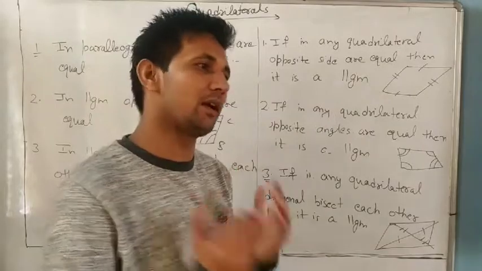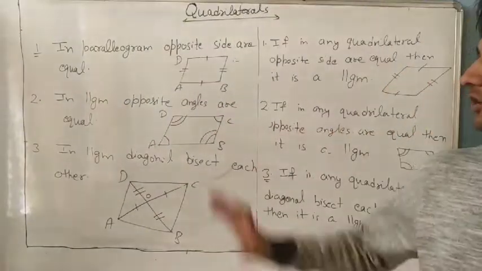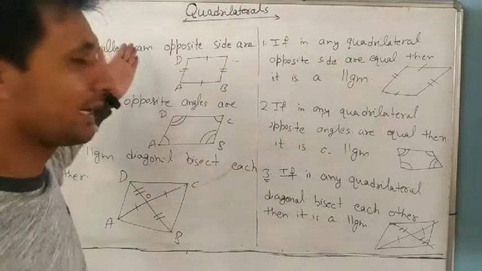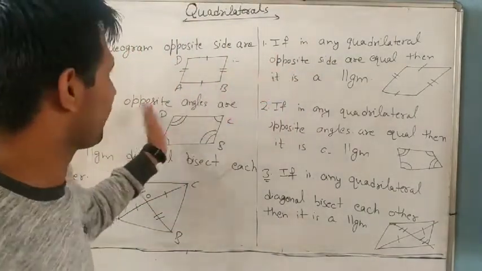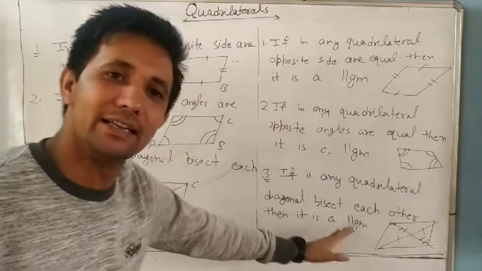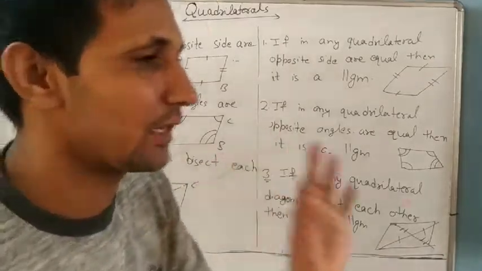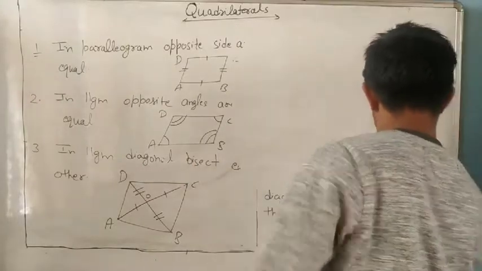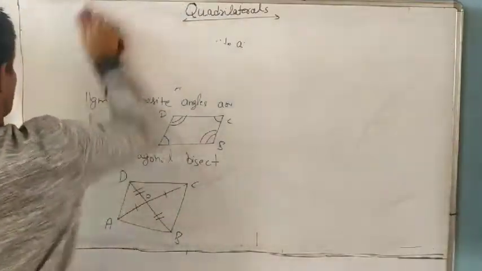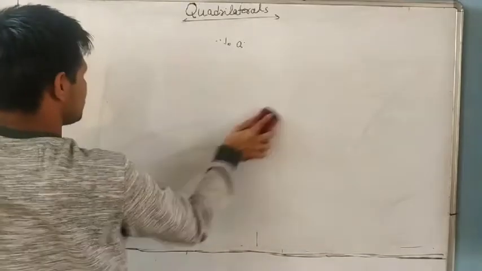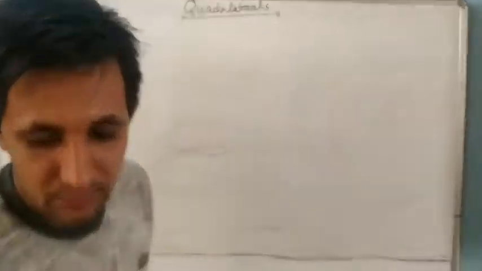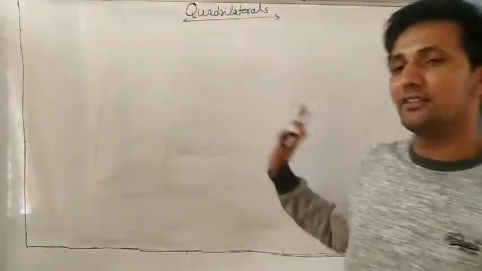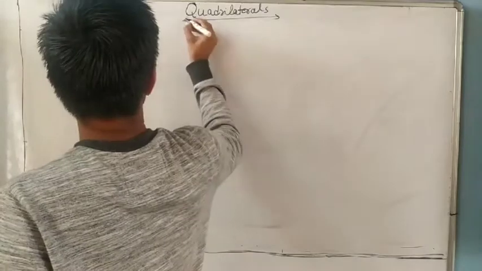So now we will start our exercise. Understand? These are some main properties of parallelogram. We already discussed these: theorem number 8.2, 8.3, 8.4, 8.5, 8.6, 8.7. Okay. So now question number 2. We already spent more time on these basics of the quadrilateral. Now we will start our question.